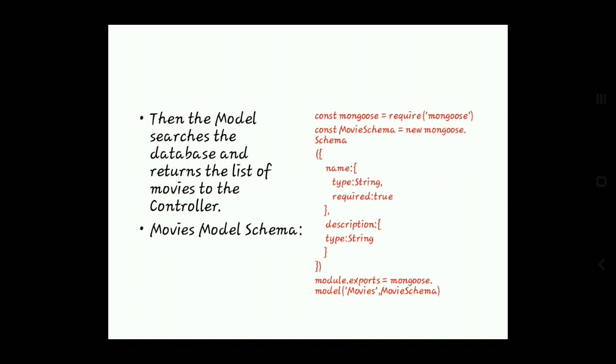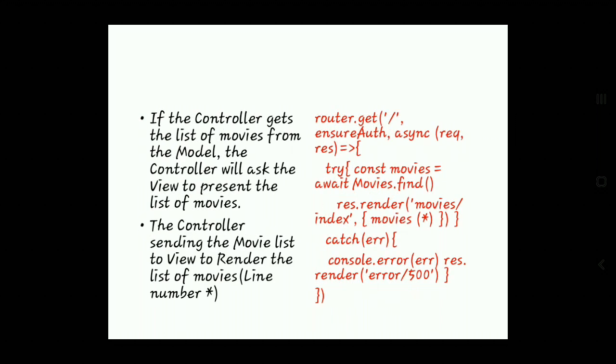Then the model searches the database and returns the list of movies to the controller. So here we create a movies model schema. The controller gets the list of movies from the model, and the controller will ask the view to present the list of movies.